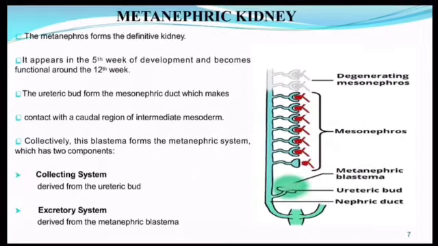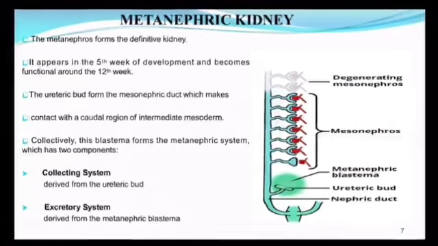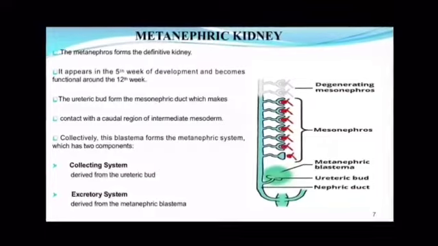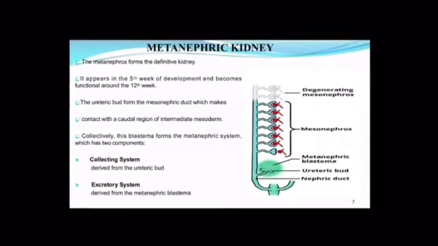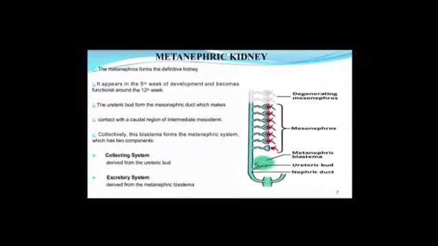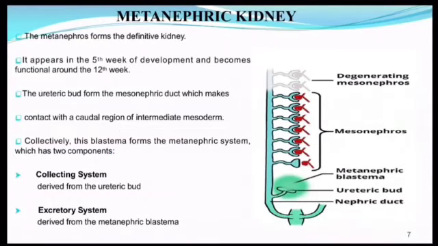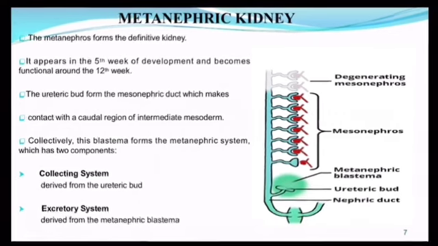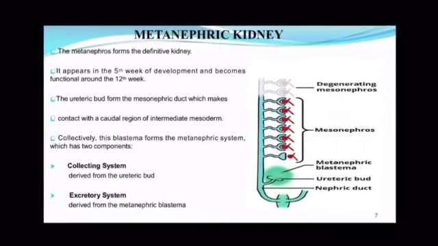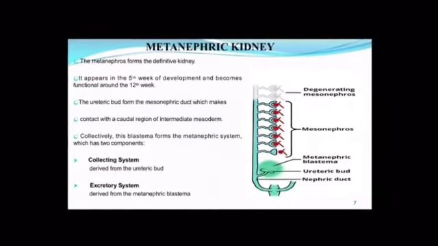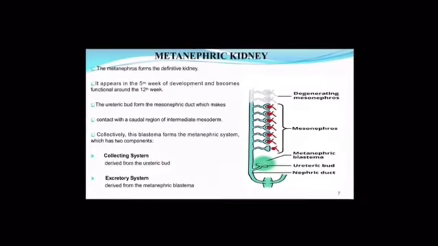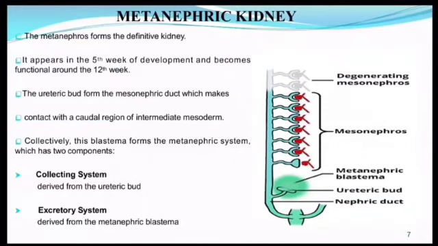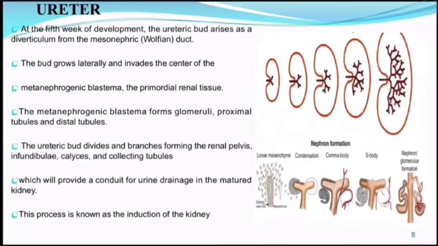2nd month. And looking at the metanephric kidney, the metanephros forms the definitive kidney, and appears at the 5th week of development and becomes functional around the 12th week. Then the ureteric bud forms from the mesonephric duct, which makes contact with a caudal region of intermediate mesoderm. Collectively, this blastema forms the metanephric system, which has 2 components: the collecting system and the excretory system.